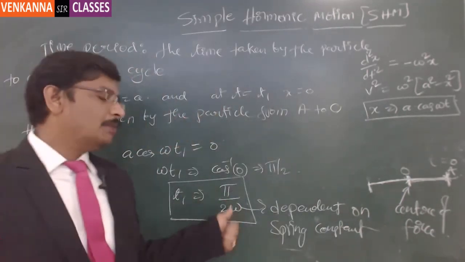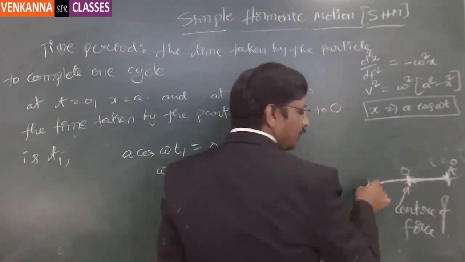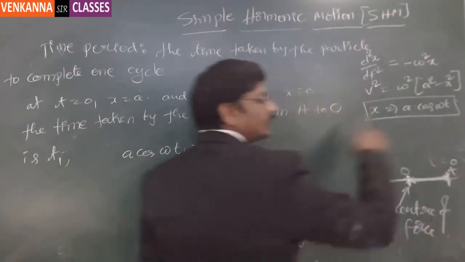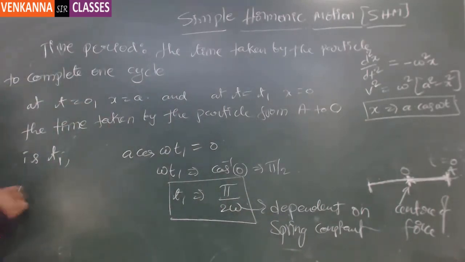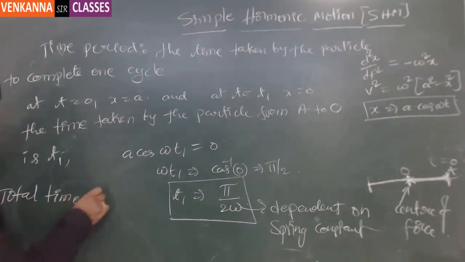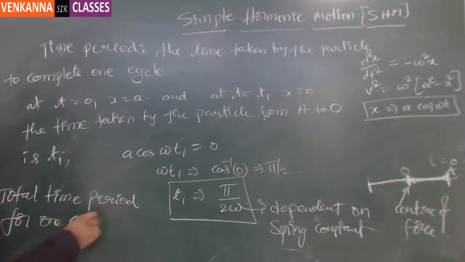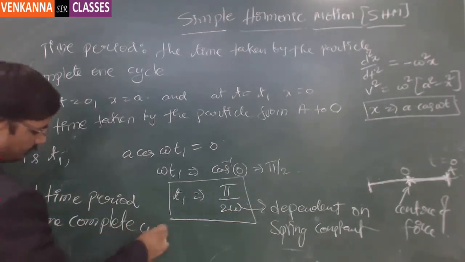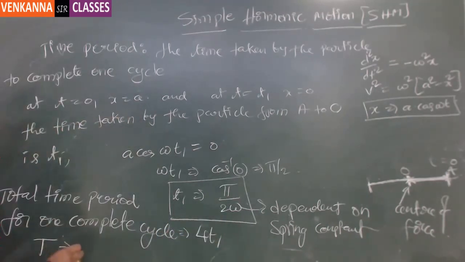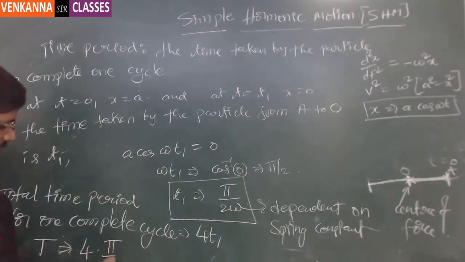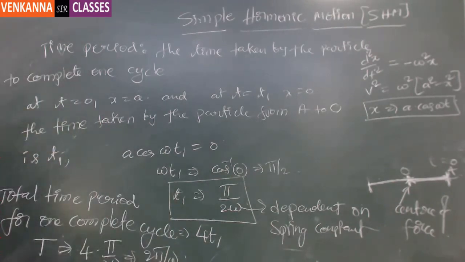Now this pi by 2 omega is the time taken from here to here. Then it has to go till this point, come back, and then go till this point. Only then will it complete one complete revolution. That means the total time period is 4 times of it, for one complete revolution, 4 times t1. So this is what is called the time period. T is equal to 4 times pi by 2 omega, or 2 pi by omega. So 2 pi by omega is the time period.